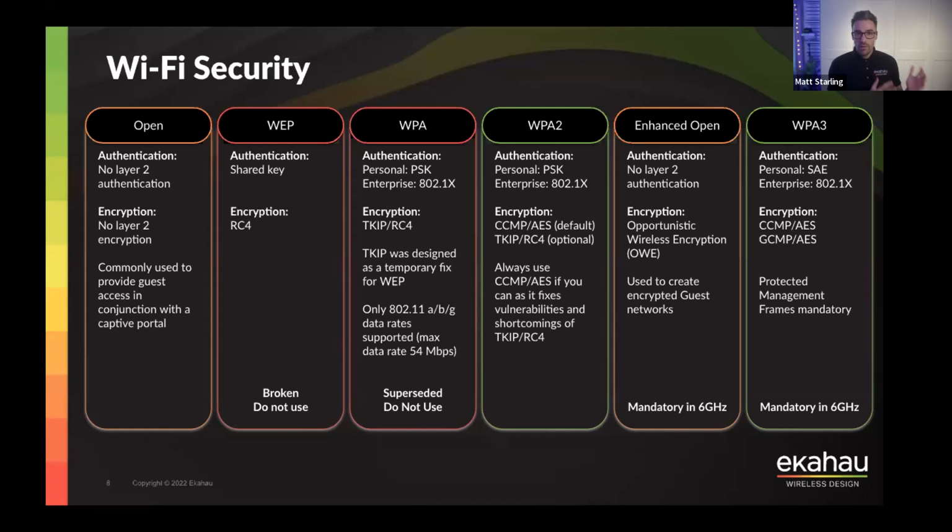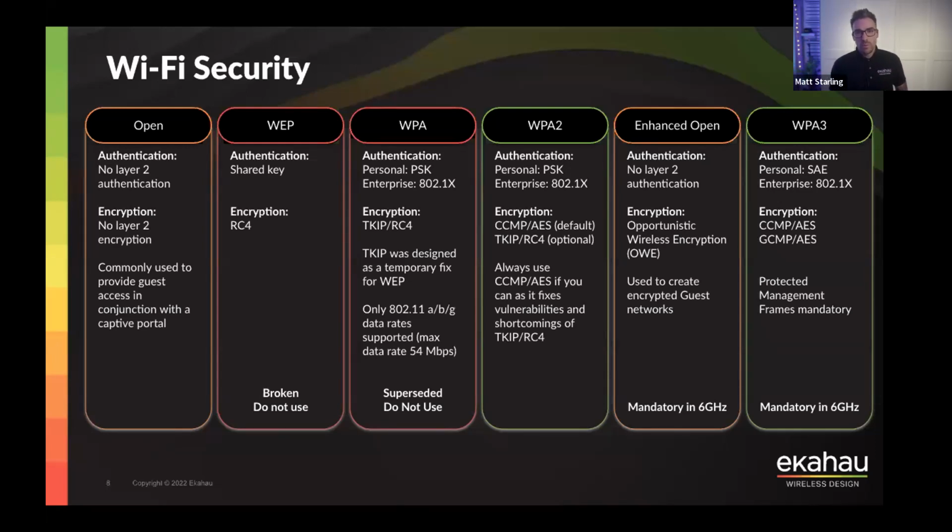Then the kind of hot fix patch for WEP was what's called WPA or WPA1. This introduced some different types of authentication. We can do something that's called personal, which I'm sure everyone is very familiar with, pre-shared key. When you associate to a Wi-Fi network and you put in a code or a key to get connected, that's the personal pre-shared key. And then you have the enterprise option, which is 802.1x, when you're doing authentication against some form of a RADIUS server.